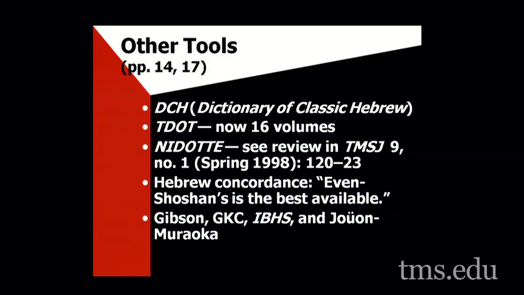Joüon-Muraoka, originally written in French by Paul Joüon, was translated into English for us by a Japanese man, Takamitsu Muraoka. It is an excellent grammar of Hebrew that goes beyond the basics and is a good reference grammar, fairly up to date, because the most recent update by Muraoka is 2006.